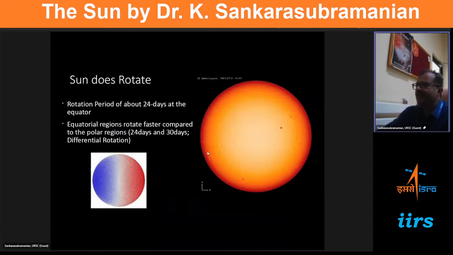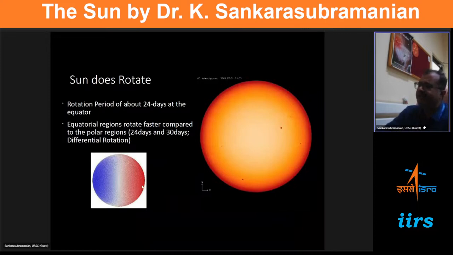Of course, we know that the sun rotates. The rotation rate of the sun, as I told you, is about 24 days at the equator. And as you go higher and higher toward the pole, the rate starts to increase. So it's a differential rotation. That means the equator rotates faster compared to the poles. And this is also seen in the Doppler image of the sun.